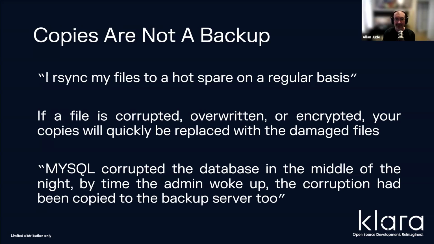Often we hear people say, "Oh, I rsync my files to a second machine on a regular basis, so I'm all protected." But if a file gets corrupted, overwritten, encrypted by ransomware, or somehow your copy gets damaged, if you don't find out about that until after rsync is run, now the backup copy is just as bad as the primary. That's not a backup copy because it's mutable.